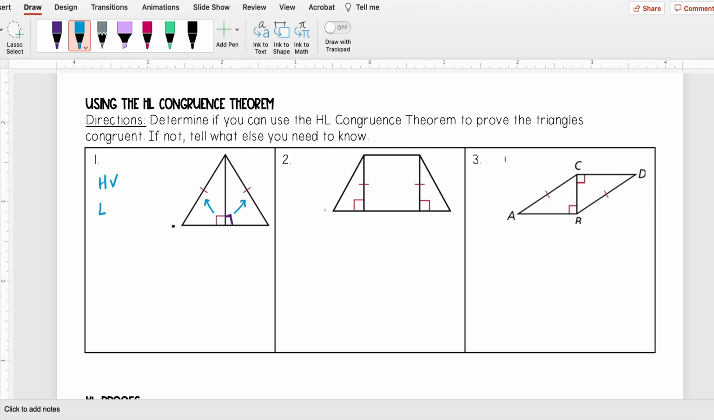Now I need to see if there's a leg congruent. I don't have anything marked in this to show me. However, I see that both of these triangles share this same side right here. And so I also have a leg congruent. So that means for this one, the answer is yes.